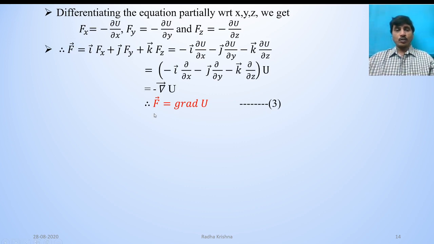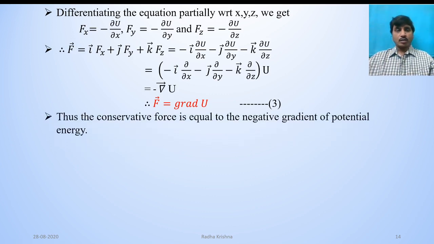Therefore, f bar is equal to minus grad U, that is, the gradient of potential energy. Thus, the conservative force is equal to the negative gradient of potential energy. In this way, we can prove that central force is a conservative force and central force is a negative gradient of potential energy. These are the important short questions.